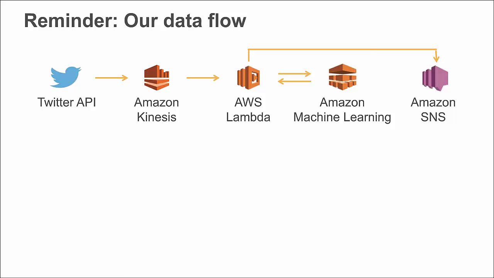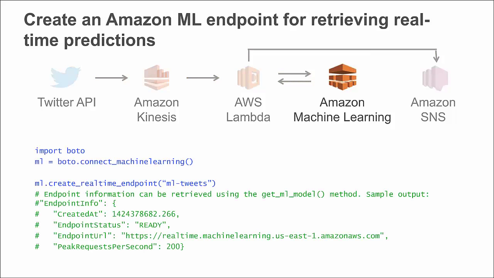And what they do is make a call to Amazon Machine Learning to get a prediction of whether a tweet is actionable or not. And if the tweet is not actionable, the flow ends right there. If the tweet is actionable, then it is sent to Amazon SNS, which then distributes it to the final destination. So let's go ahead and start connecting the dots here. We'll start with Amazon Machine Learning.